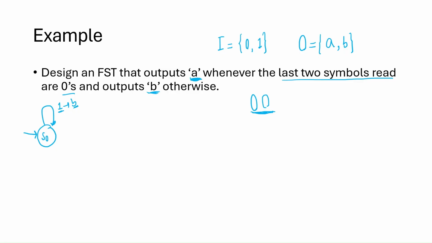Okay, so next step, what if we are at S0, our initial state, and we see a 0 as our input? Now it's a different story because we have read the first half of what we are looking for. So we need to remember that.